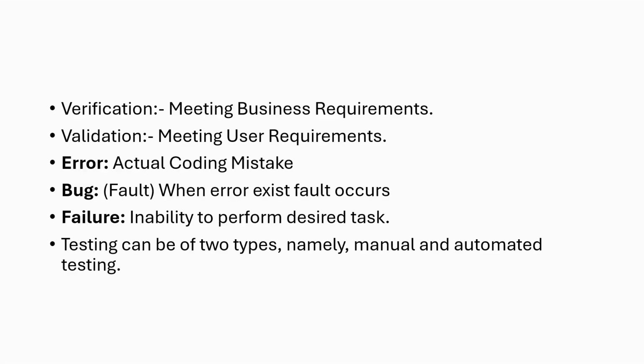Testing can be of two types: manual and automated testing. In automated testing, specialized tools are used to run tests automatically, saving time and improving accuracy, especially for repeated or large-scale tests. Whereas in manual testing, the tester executes the tests manually without using any tools or scripts. You can easily get an idea from the names, manual and automated.